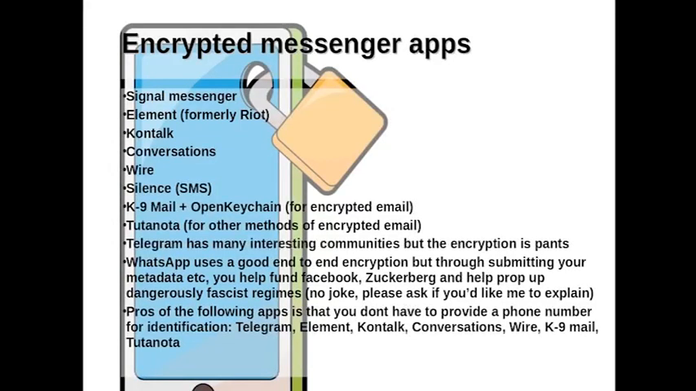So as I was talking about before, the pros of the following apps is that you don't have to provide a phone number for identification. As I mentioned, Telegram, also Element, Contalk, Conversations, Wire, K9 Mail. Those last two are email apps, I should say. K9 Mail can be used for any email service provider. Tutanota is an app specific for Tutanota's services.